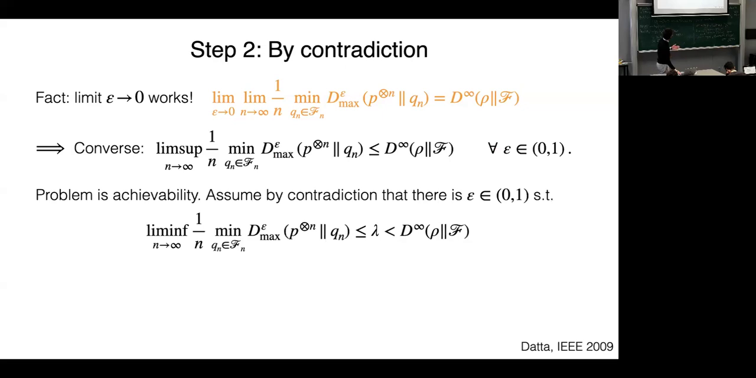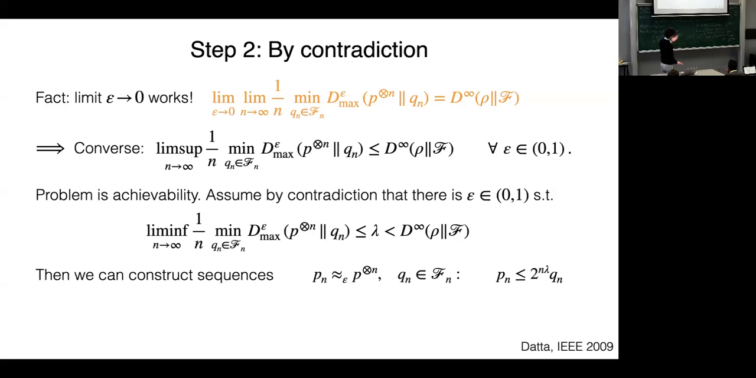The problem is achievability, as usual. So let's assume that achievability doesn't hold. Let's say that this function, f minus of some epsilon, where epsilon is now a fixed number between 0 and 1, 0.99 if you want, is strictly smaller than lambda, the regularized relative entropy. Let's draw a contradiction from that. Okay, so let's unpack this. Now the advantage of working with Dmax is that Dmax is a minimum. So if a minimum is smaller than something, now I can construct stuff, right?